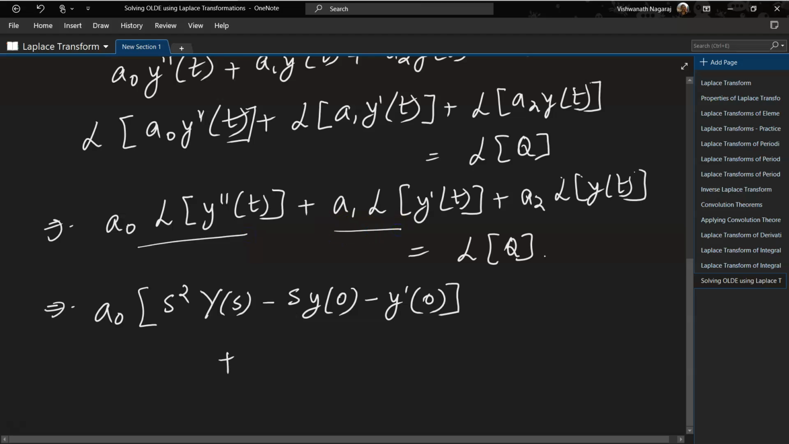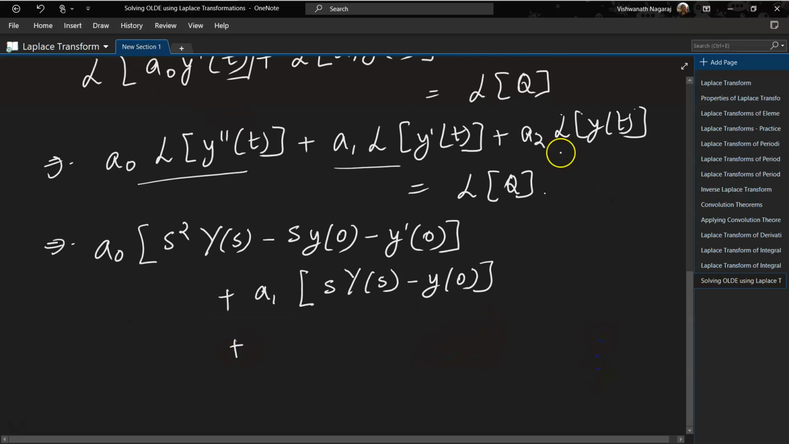Now let's take up this. So this will be a1 times s capital Y of s minus y of 0, again based on the theorem. Then this one, so this would be a2 times Y of s, equal to Laplace of q.